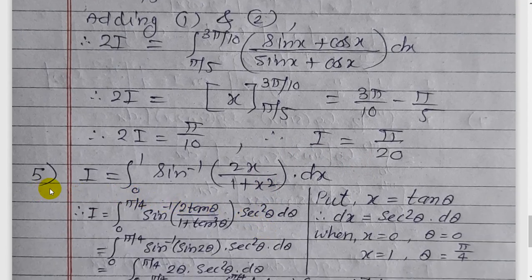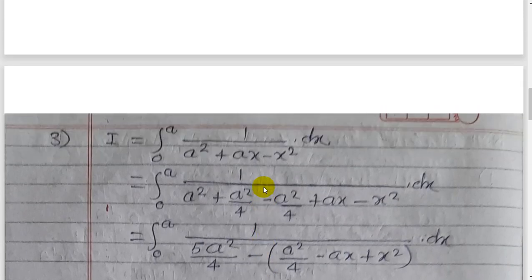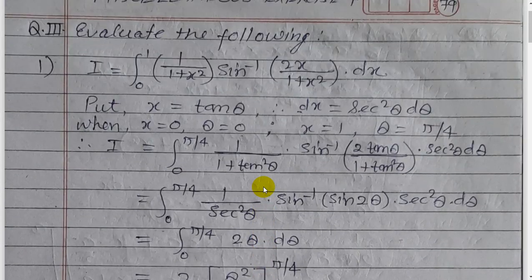Now, question number 5: I equal to integral from 0 to 1 of sin inverse (2x upon 1 plus x square) dx. This is a very interesting question. It contains only sin inverse 2x upon 1 plus x square dx, while in today's first question it contained sin inverse 2x upon 1 plus x square multiplied by 1 upon 1 plus x square. So now you have only this part of question number 1, and you integrate that part.